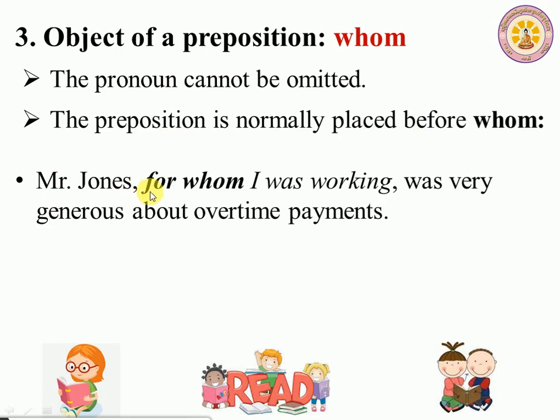Example: Mr. John, for whom I was working, was very generous about overtime payment. So in for whom, for is the preposition. For can precede the relative pronoun, and when a preposition is placed before the relative pronoun, only whom can be used and it cannot be omitted.